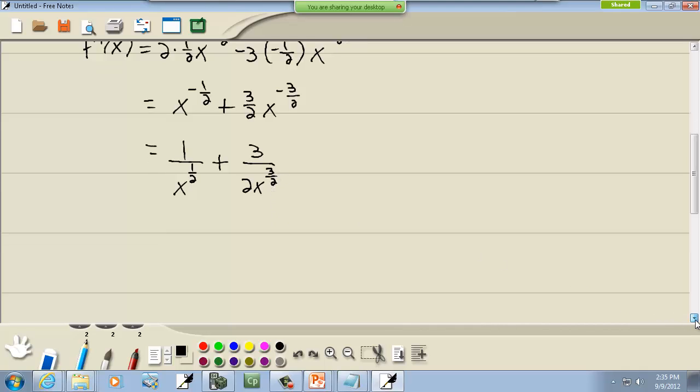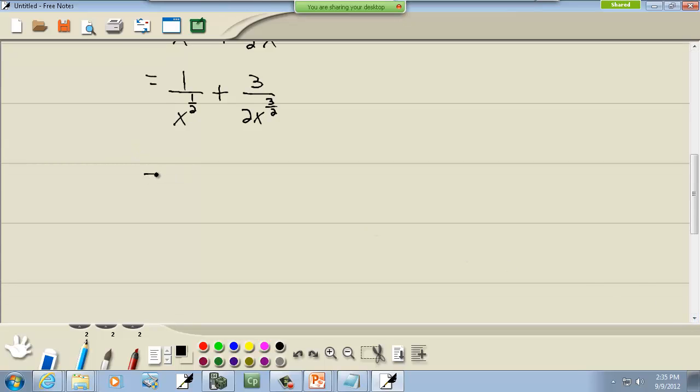Okay, now we'd like to get a single fraction. Simplified form usually means single fraction. And it's always the x to the largest power, which is x to the 3/2. So I want, and also the 2, sorry. So that's going to be our common denominator, 2x to the 3/2. Now this one already has it, so we'll leave it alone.